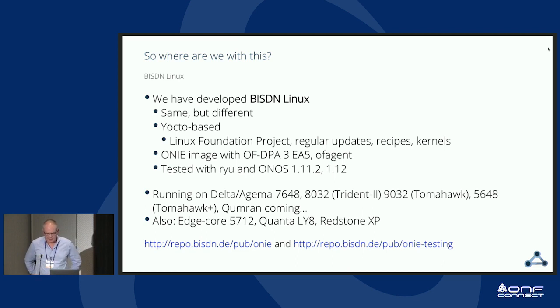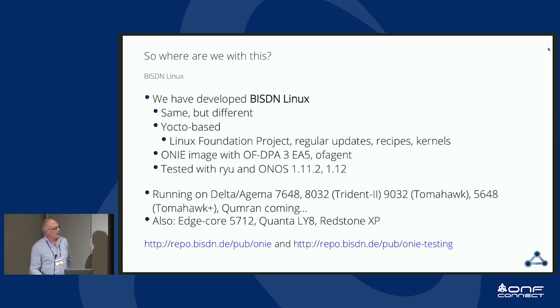So we did something that we had to call BISDN Linux. We asked the Linux Foundation how we were supposed to call this thing, and I said, well, the easiest thing is you go for BISDN. Okay, so there's a name. It's the same, but different. We started to build everything on Yocto because it's the standard build environment for embedded systems. It gives you regular updates, recipes for building your own Linux distribution.